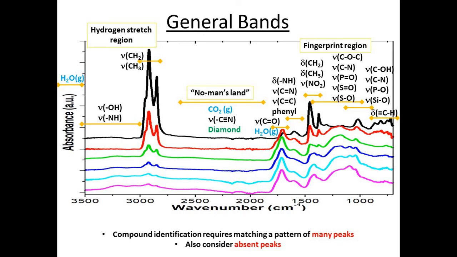Usually, a group will show up more than one peak. You have to make sure all of those peaks are present. The other thing that you should consider are absent peaks. It's equally important to know what peaks aren't there to tell you what compounds aren't there as well.